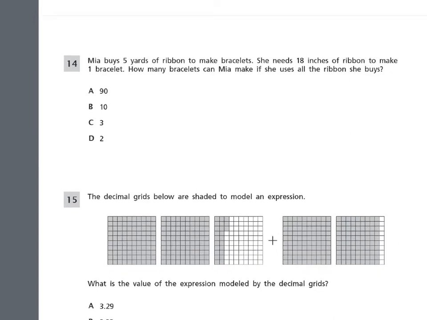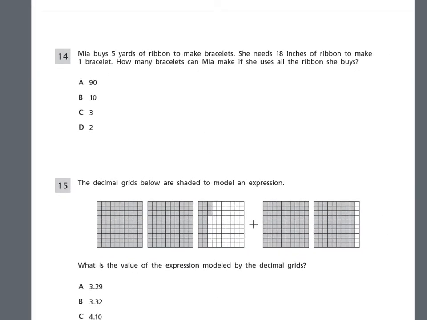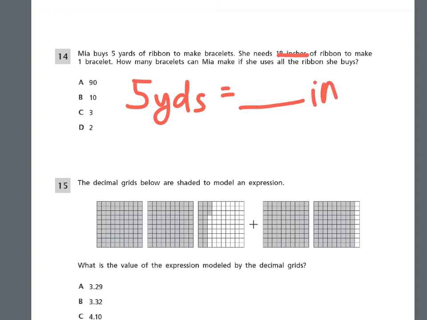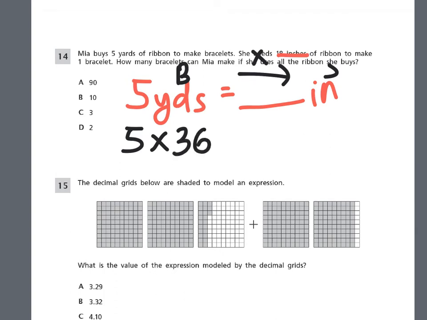For number 14, it says, Maya buys 5 yards of ribbon to make bracelets. She needs 18 inches of ribbon to make 1 bracelet. How many bracelets can Maya make if she uses all the ribbon she buys? So you have 5 yards, but she's trying to figure out in inches, because every bracelet requires 18 inches. So we have to convert yards into inches first. We're going from big to small, so we multiply. So it'll be 5 times 36, because there are 36 inches in a yard: 12 inches, another 12 inches, another 12 inches, since there are 3 feet in 1 yard.